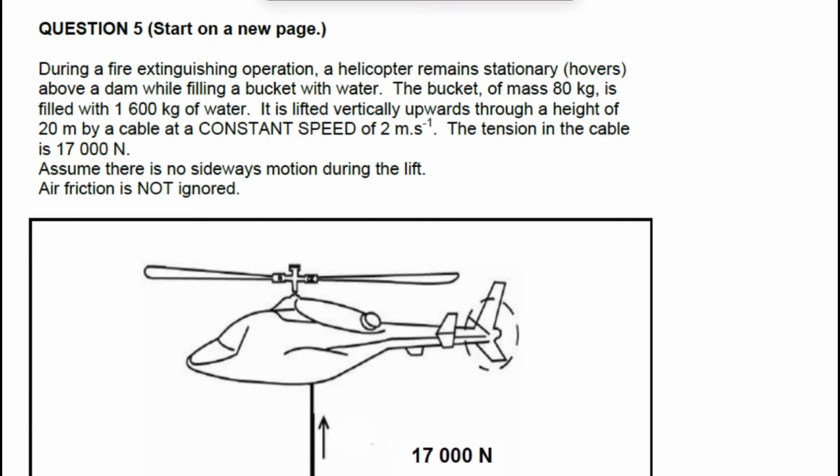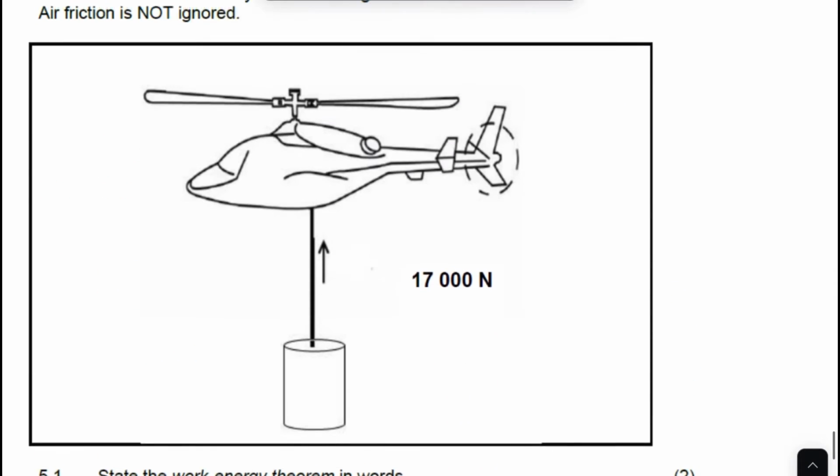It's very important. So this bucket is lifted vertically upwards to a height of 20 meters, which is our displacement as well, and it moves at constant velocity. That's very important. The tension of the cable is 17,000 newtons. Assume that there's no sideways motion and air friction is not ignored.